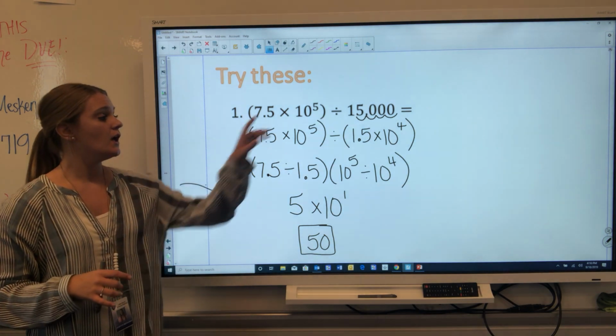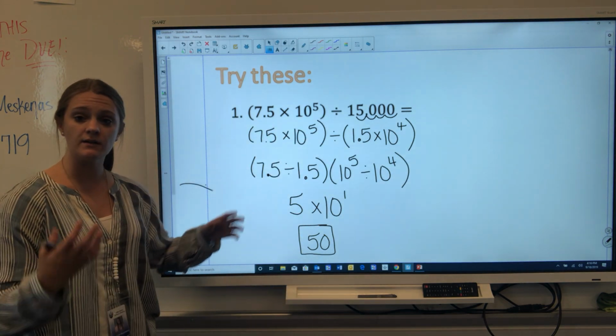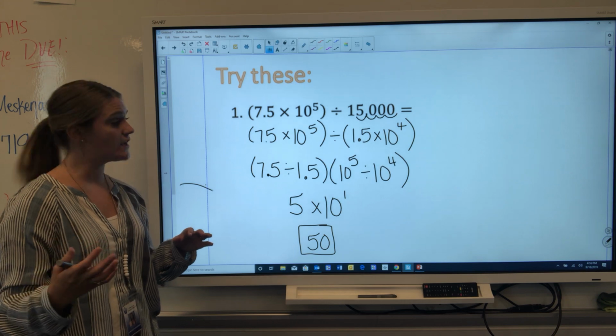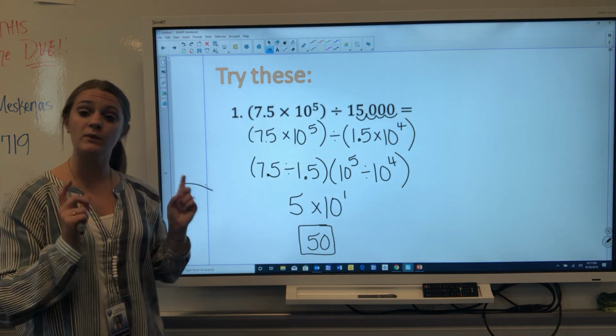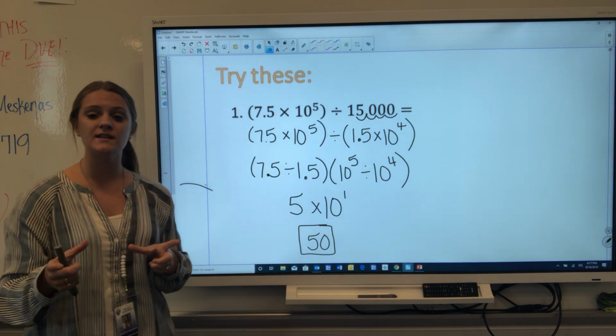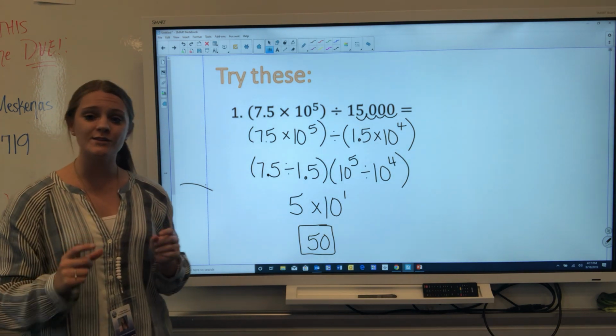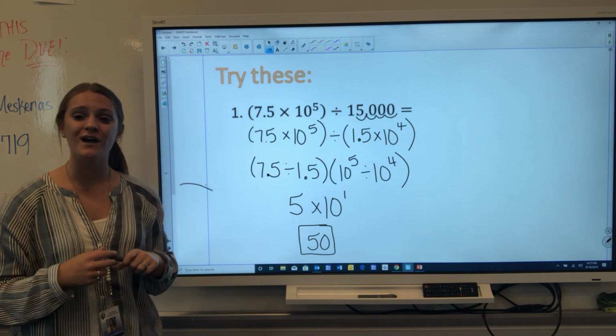Just always remember, if you are doing it by hand without a calculator or not using your calculator just yet, you must rewrite one of them so that they're both in the same form, either both in scientific notation or both in standard form. And make sure you always double check with your calculator. All right, you're done.